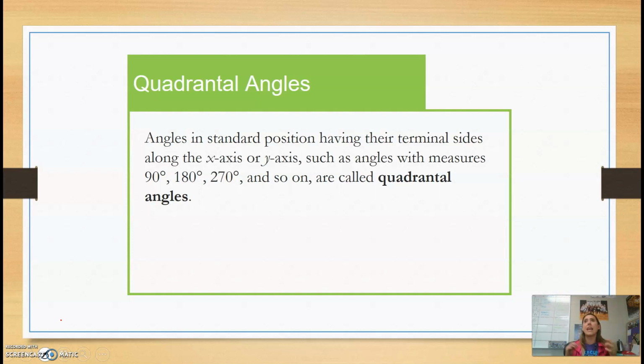I like to think of them as anchor angles. They tell me where they are on the coordinate plane, and I can kind of figure out what's going on in between them. But this is what they're called, and so make sure you get this in your notes.